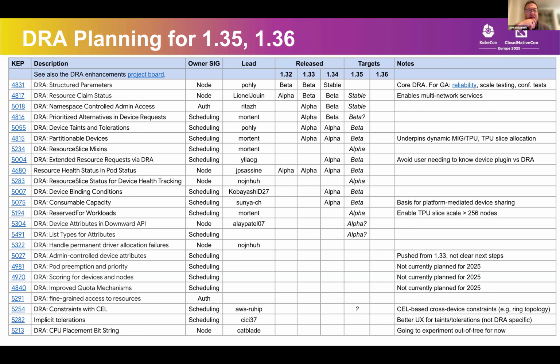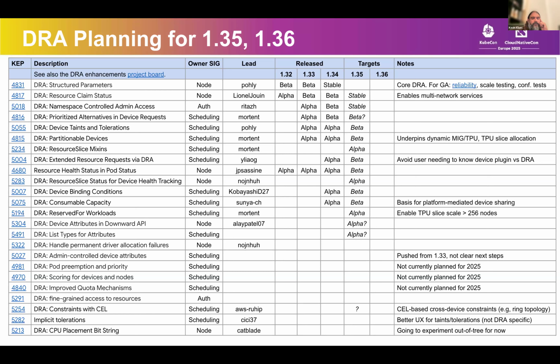The resource slice status for device health tracking. So this one, John's not here. He wants to do alpha. He's got a cap already underway, but I think part of the discussion is whether taints are sufficient. I haven't really looked at that. I don't know if there's anybody who can give an update on the status of that.